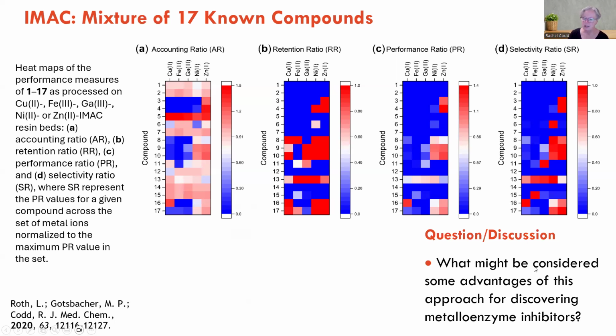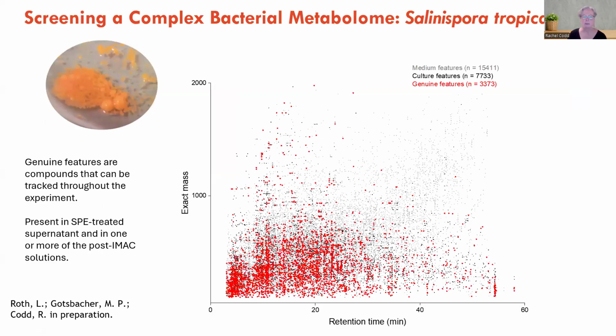So what are some of the advantages of this approach for discovering metalloenzyme inhibitors? It's very simple. It's easy, it's water compatible, and it would be amenable to robotics and to a high throughput approach. And I'm conscious of time and wearing you down.